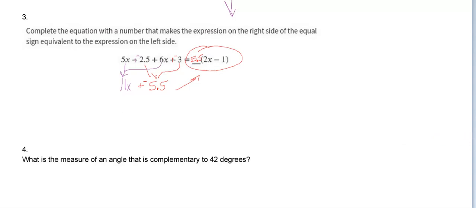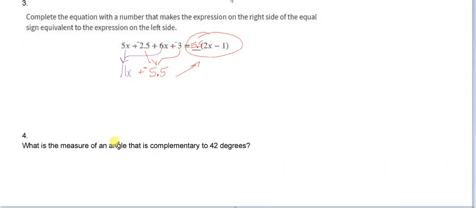And then, lastly, what is the measure of an angle that's complementary? Complementary is 90 degrees to 42 degrees. They're asking that. And so that means that 90 minus 42 would be its value. And that would be 8 and then 40 more. So 48 degrees. And we're done with that page.